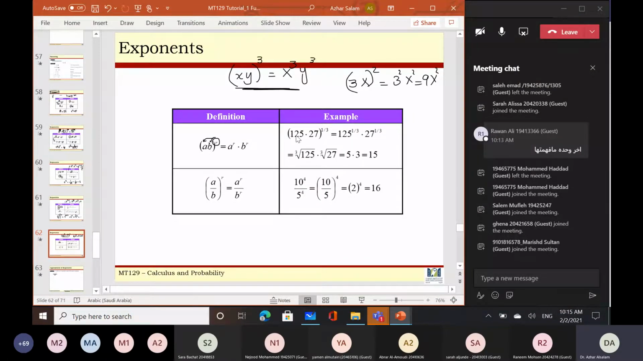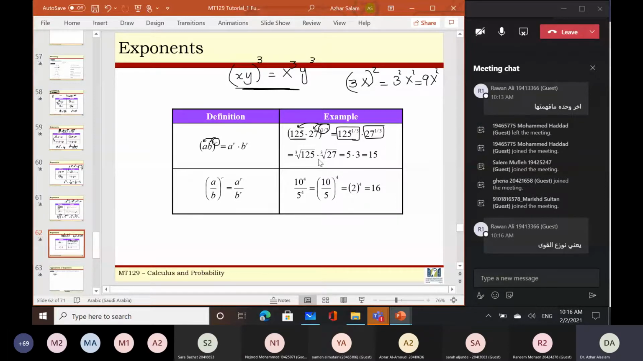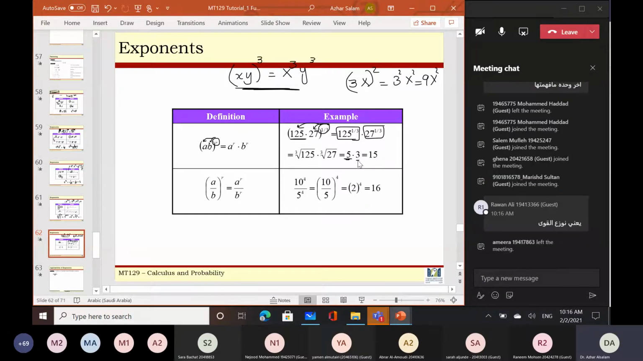Okay, also it could be just numbers. For example, here I have 125 multiplied by 27 all to the power one third. So I distribute the one third on the first number and on the second number. The third root of 125 is 5, since 5 multiplied by itself 3 times is 125. And the third root of 27 is 3. Then I take the multiplication to simplify. It will be 15.